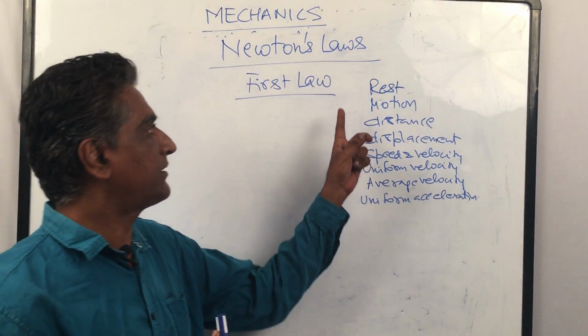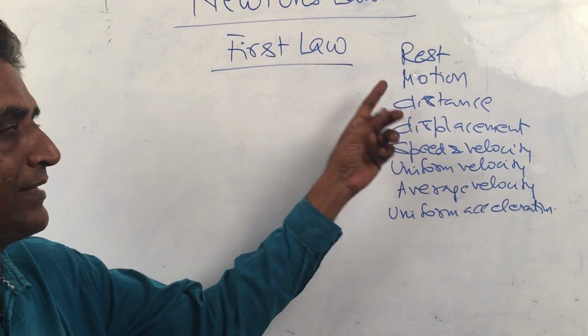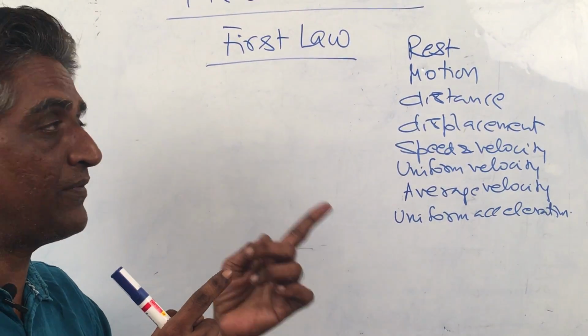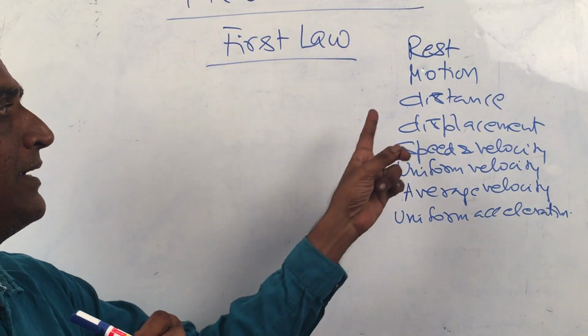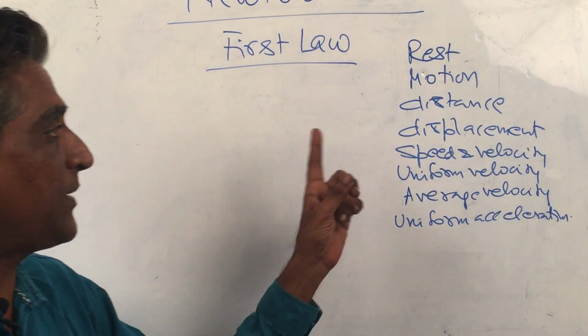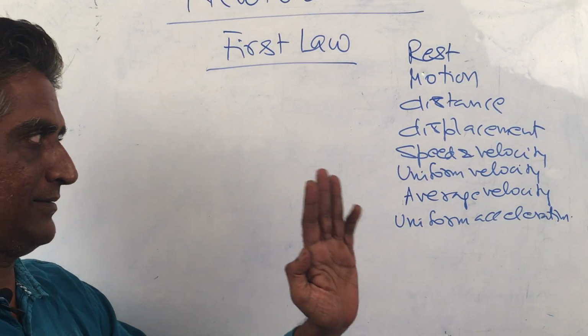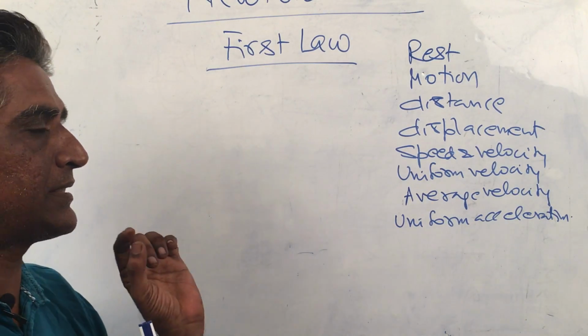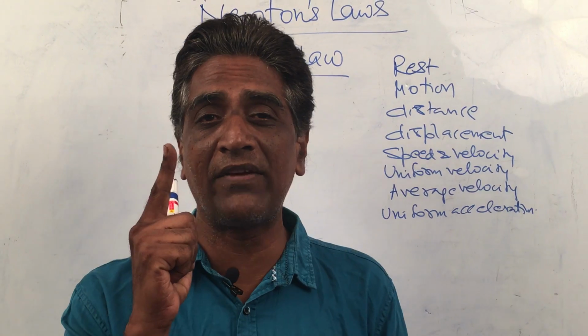Now, till now we have done rest, we have done motion. Rest is rest with respect to a reference frame. Motion is change in position with respect to a reference frame which is at rest. Distance is the actual distance traveled by a body. Displacement is the net distance traveled, that is the shortest distance, the straight line distance from the initial point to the final point. It is a vector.